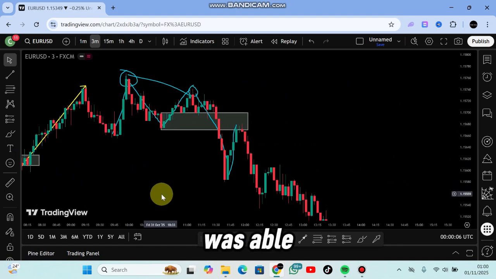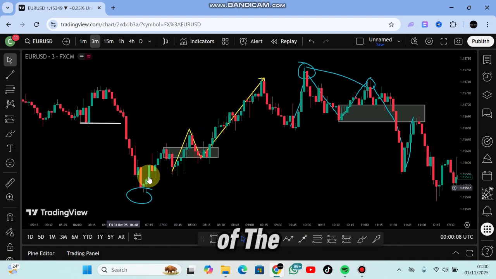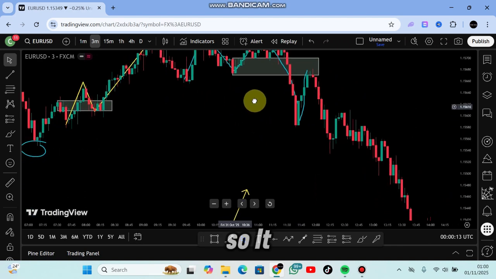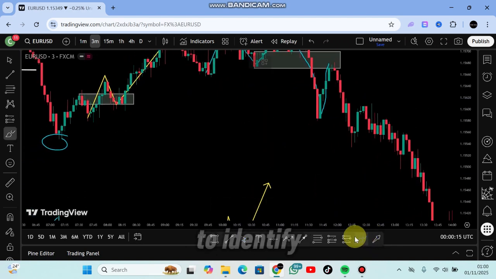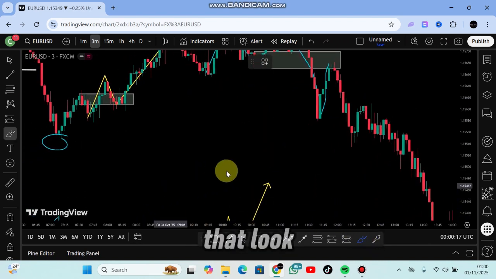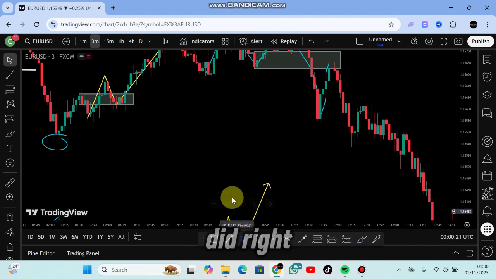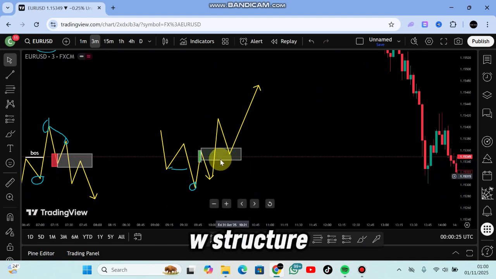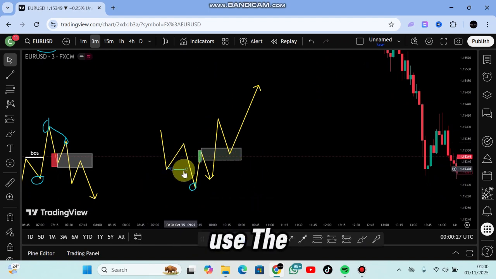Luckily for me, I was able to find two examples, the bullish mitigation block and the bearish mitigation block. So it is really very, very simple. All you need to do is identify a structure that looks like an M structure or a W structure. For this, please always look for a W pattern.